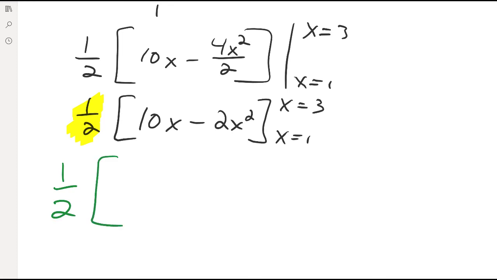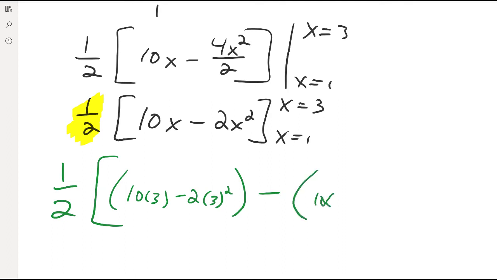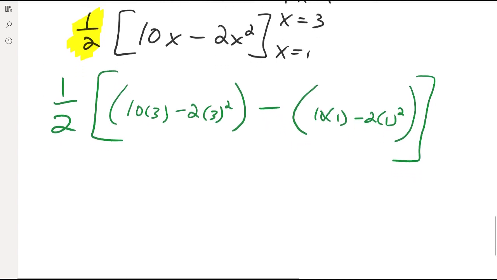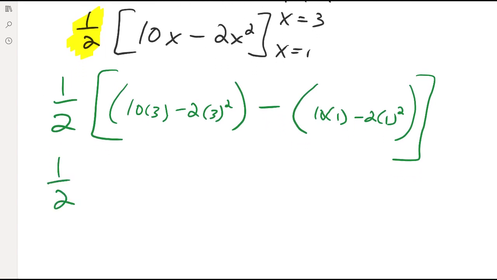What do we plug in first for x? We have to plug in 3. So it's going to be 10 times 3 minus 2 times 3 squared. Okay, that entire quantity minus, now we plug in 1. 10 times 1 minus 2 times 1 squared. Okay. All right, just be extra careful with your parentheses and your grouping.